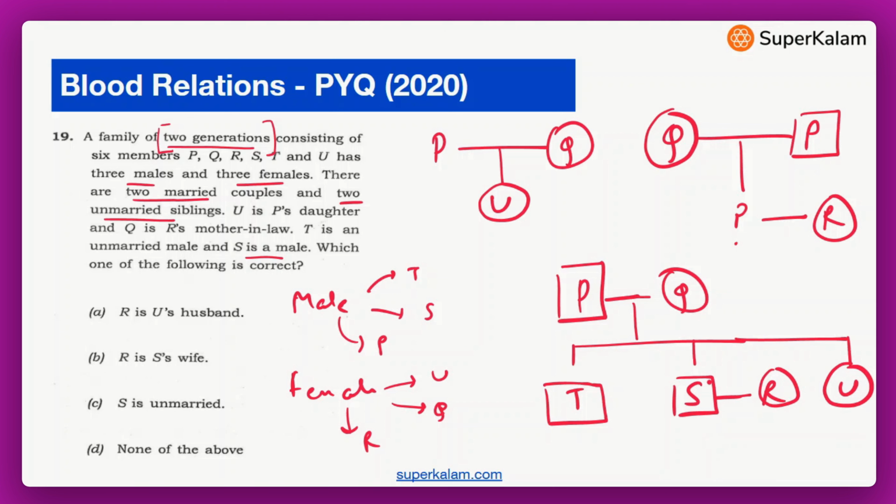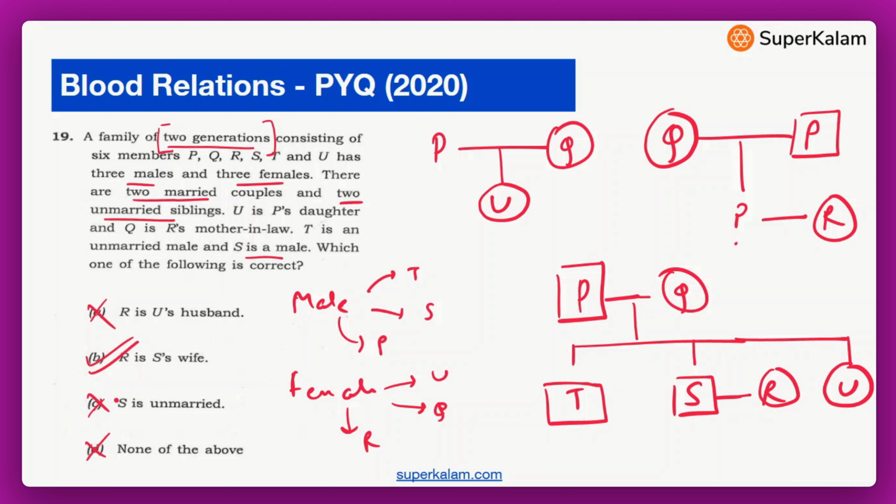Yes. Now let's see which of the options is right. R is U's husband? No. R is U's sister-in-law. R is S's wife. Yes, R is a female, and there is a relation of marriage between R and S. So R is S's wife. S is unmarried? No, S is married. And none of the above? No, one is right. So B is the right answer.